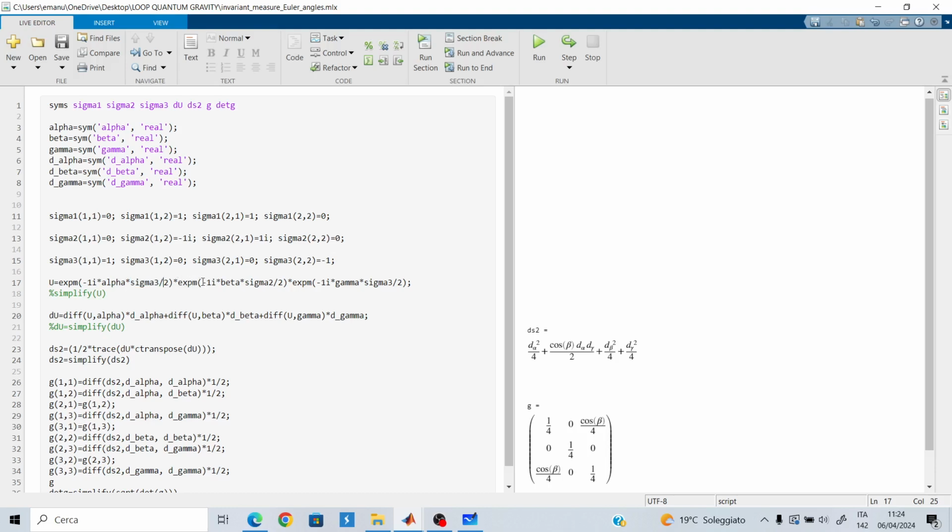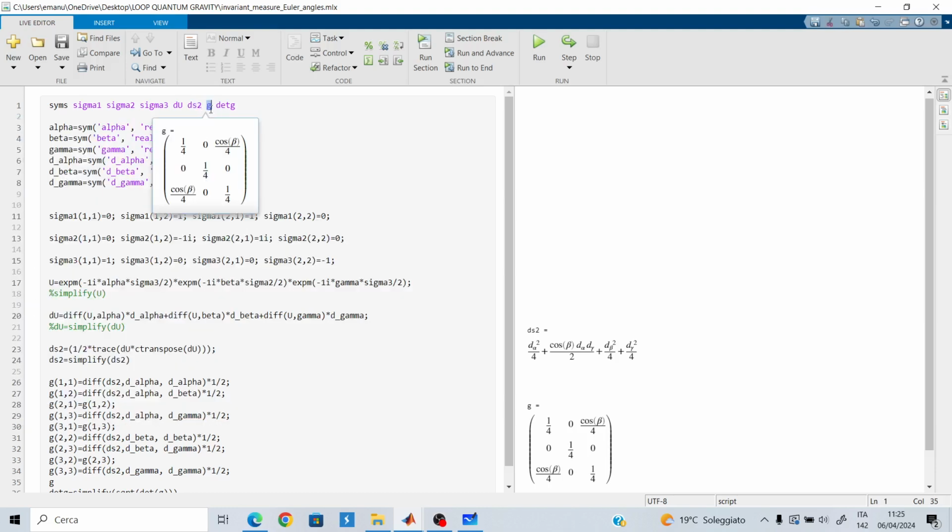Here I have the exponential e to the minus i beta sigma 2 over 2, and then the exponential of minus i gamma sigma 3 over 2. And here, as you can see, I define the three Pauli matrices term by term. So we have the 1,1 element, the 1,2 element, the 2,1 element, and the 2,2 element. And here you can see that I also define ds squared. ds2 is ds squared.